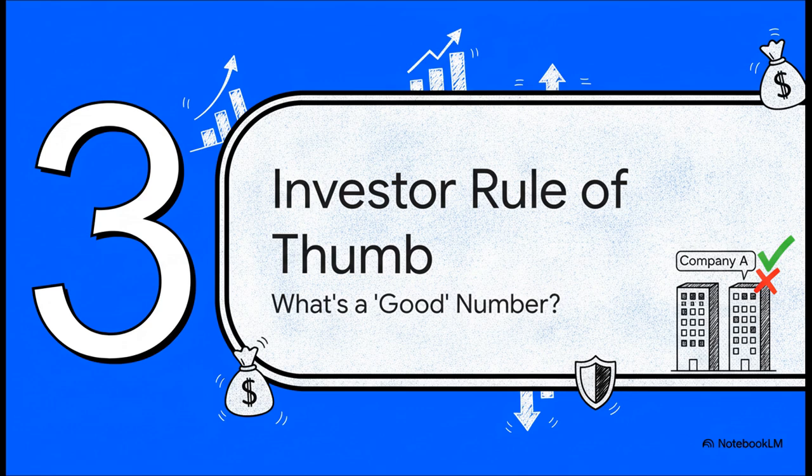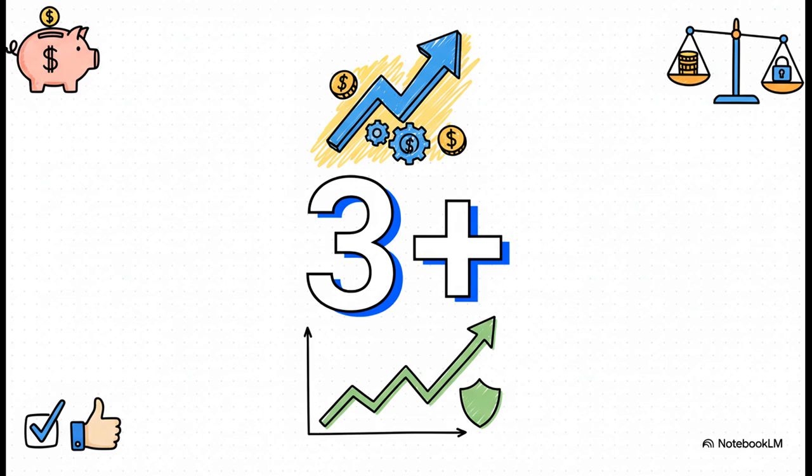Okay, so we get the risk, we know what a scary number looks like, but as an investor, what are you actually looking for? What's the number that separates a safe bet from a really risky one? Well, the general rule of thumb, the number to keep in your head is 3 or higher. A company with a TIE ratio in this range is usually seen as having a healthy cushion. It can comfortably manage its debt, even if things get a little bumpy.